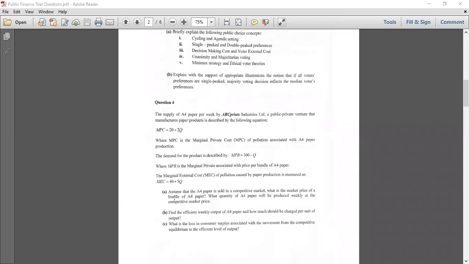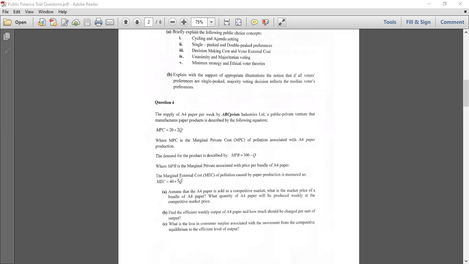So the first question is, assuming that the good is being produced under a competitive market, what is going to be the price that will be charged, and what is the quantity that is going to be produced?